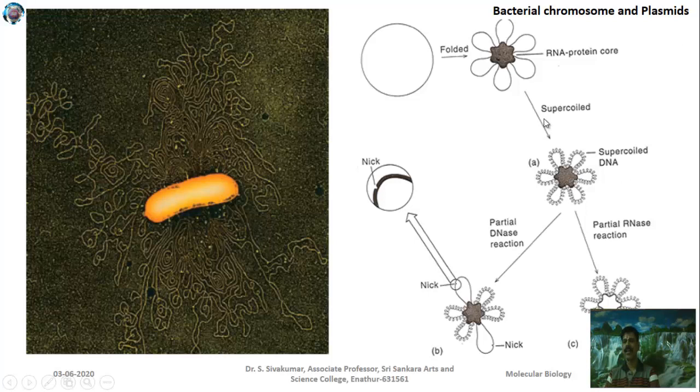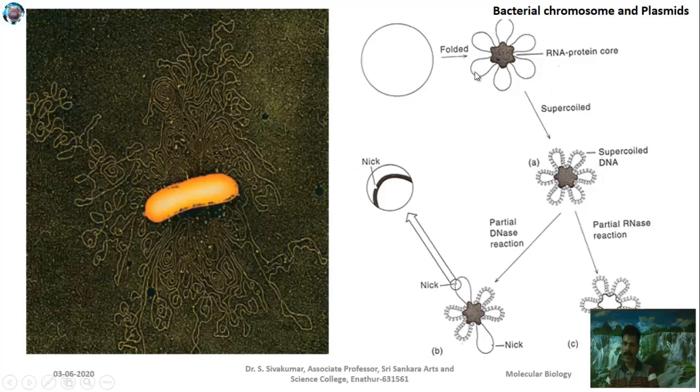You can see here the DNA molecule is supercoiled. Usually the diagram shows a single strand, but actually the DNA is not a single strand, it's a double strand. So what does supercoiling mean? Coiling of DNA upon itself. That is what is called supercoiling. So here the DNA is supercoiled.